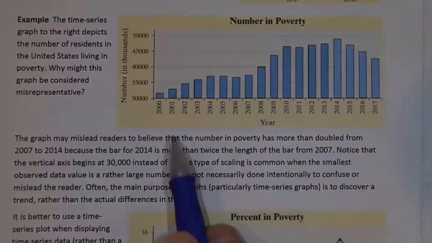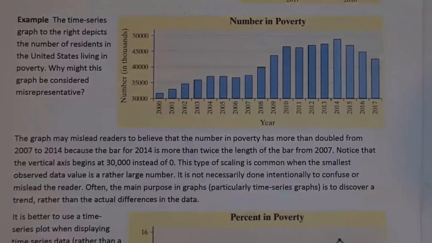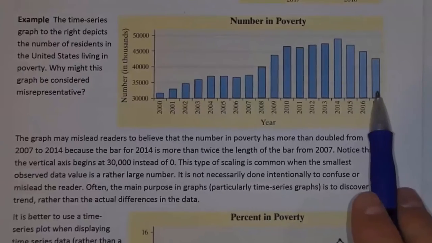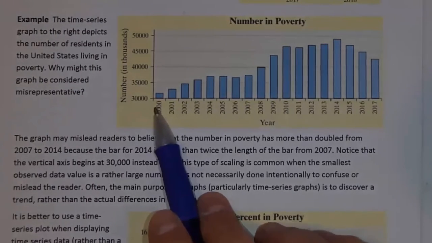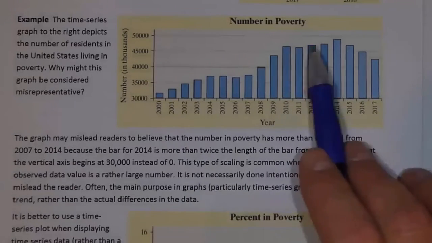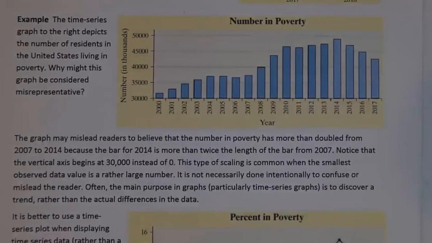Here's what I mean by that. From 2000 to 2017, the population of the United States has grown. There's more people in the United States in 2017 than there was in 2000. So comparing the raw numbers is probably not the most fair way to make that comparison. So instead of looking at the raw numbers of individuals living in poverty, maybe a fairer comparison would be to look at the proportion of individuals living in poverty.